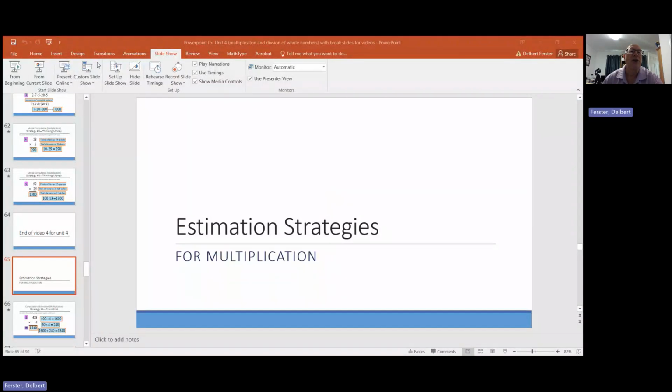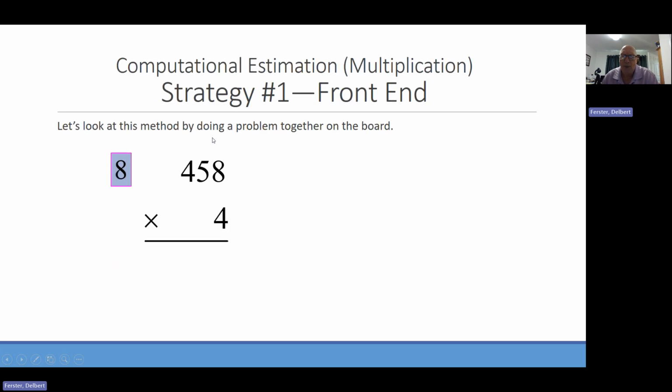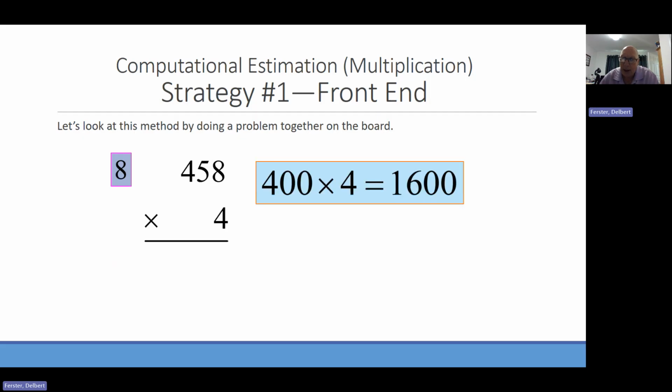Looks like estimations on the horizon. Now again, the idea isn't what's the exact answer, it's to get a ballpark. So what are you going to do on the front end? Well, you see that 400, don't you? Yeah, that first 4 is 400. So 400 times 4 gets us 1600.